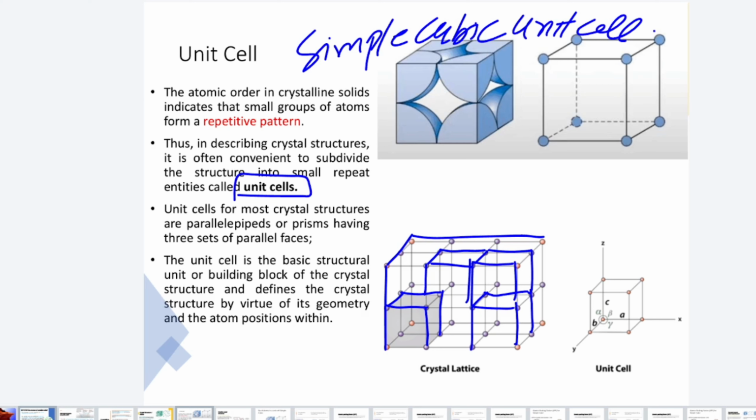The unit cell is the basic structural unit or building block of the crystal structure, and defines the crystal structure by virtue of its geometry and the atom positions within. So if we have a unit cell like this one, the simple cubic unit cell, we will study in the coming classes the geometry, like the x direction, what is happening to y, the z direction, the angle between x and y, the angle between y and z, and all these. So this geometry we will also study.